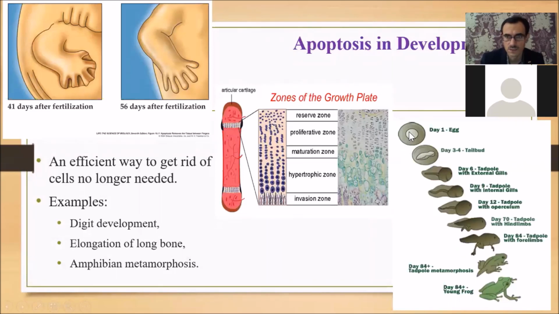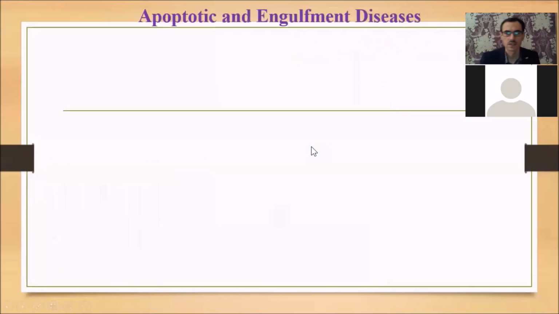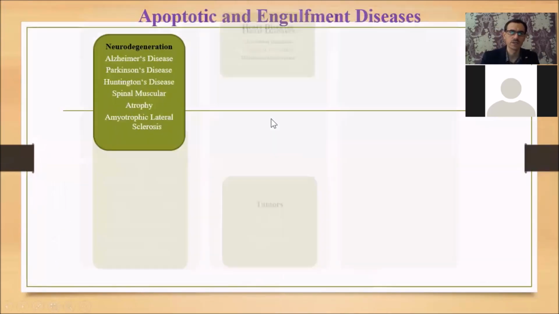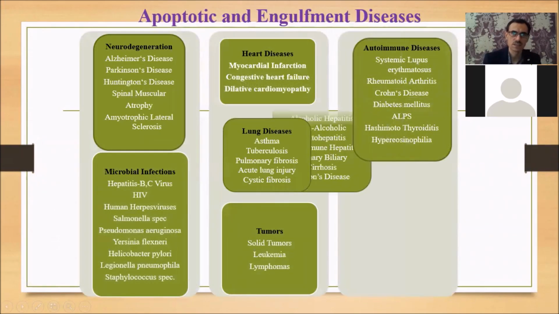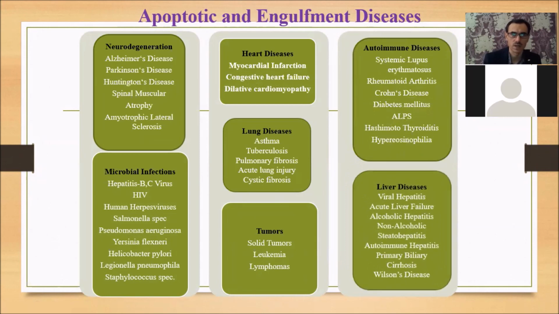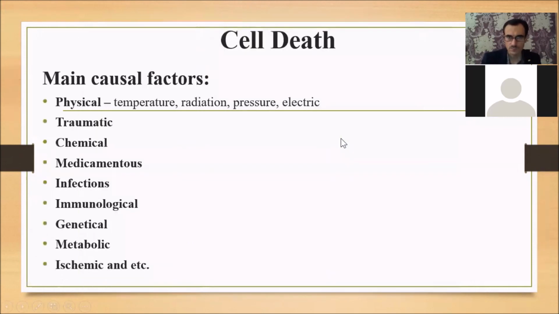frog from the tadpole to the frog development. All of these processes are regulated by apoptosis, and here you see the list of the diseases that are involved with apoptosis. Now let me discuss cell death, necrosis.